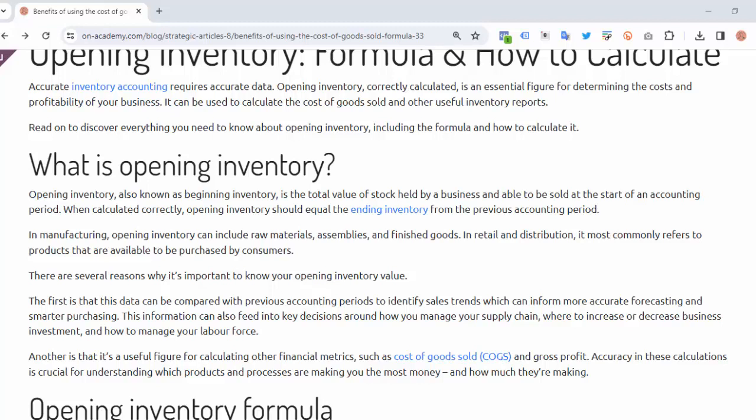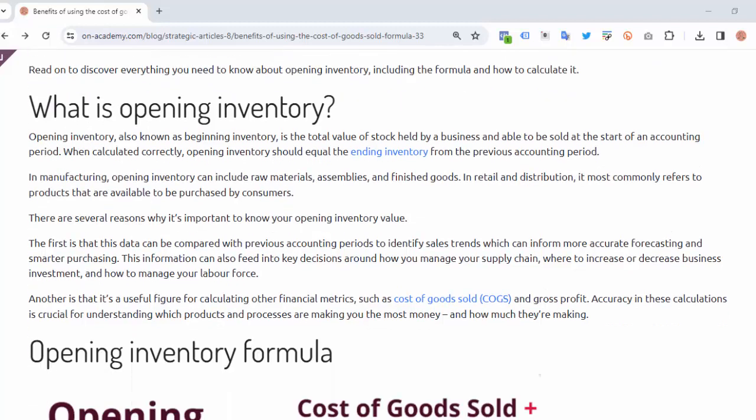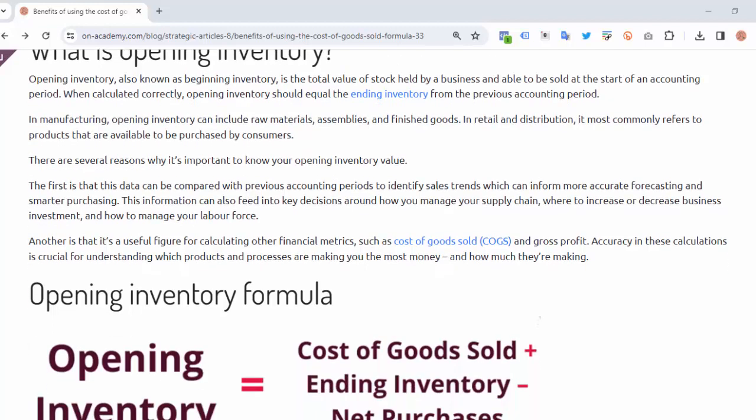Opening inventory formula. To work out your opening inventory, you will first need to calculate your COGS and have a record of your total purchases and ending inventory from the previous period. Once those are ready, you can determine the figure using the opening inventory formula. The opening inventory formula is COGS plus ending inventory value, minus purchases, equals opening inventory. To make it easy for you, here's how you can get the inputs you need for the formula above.